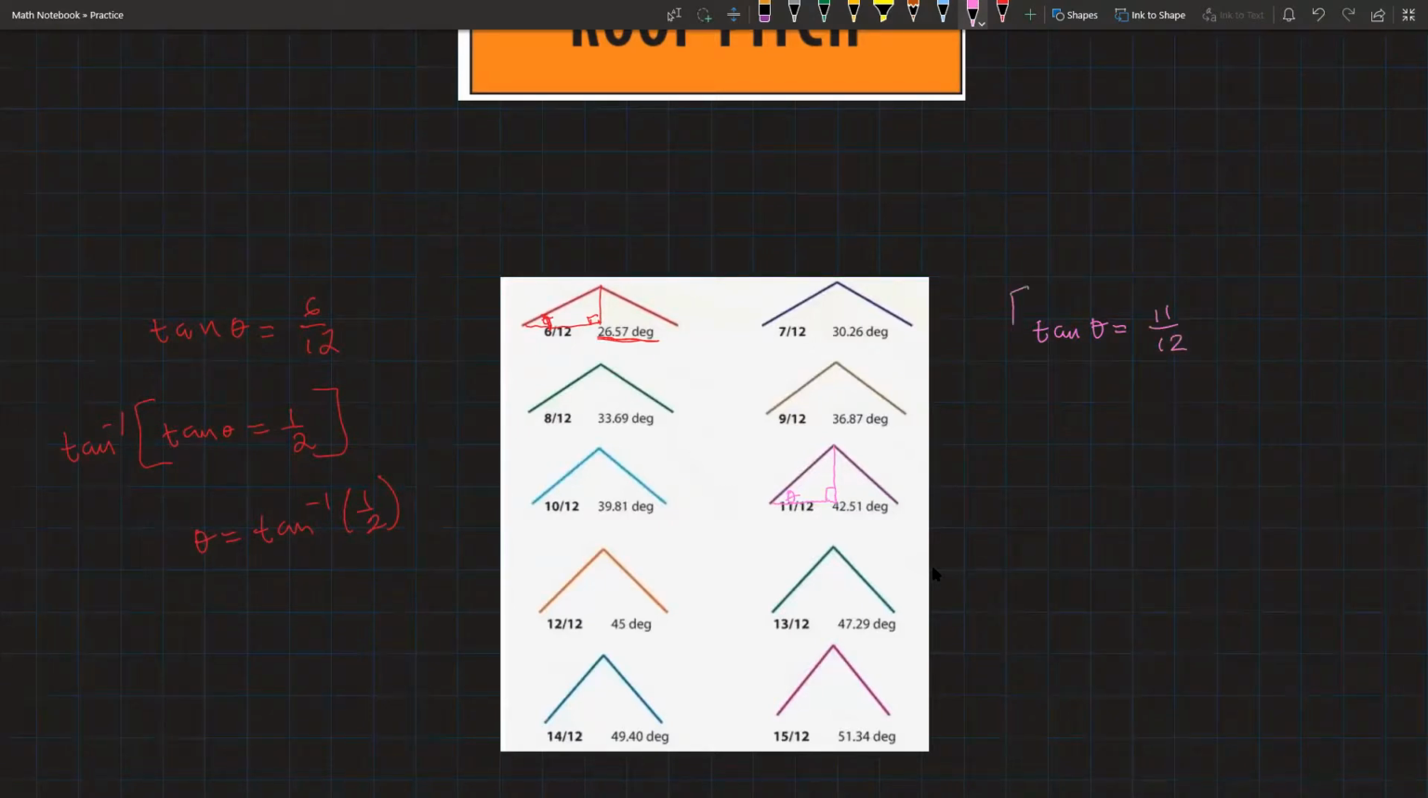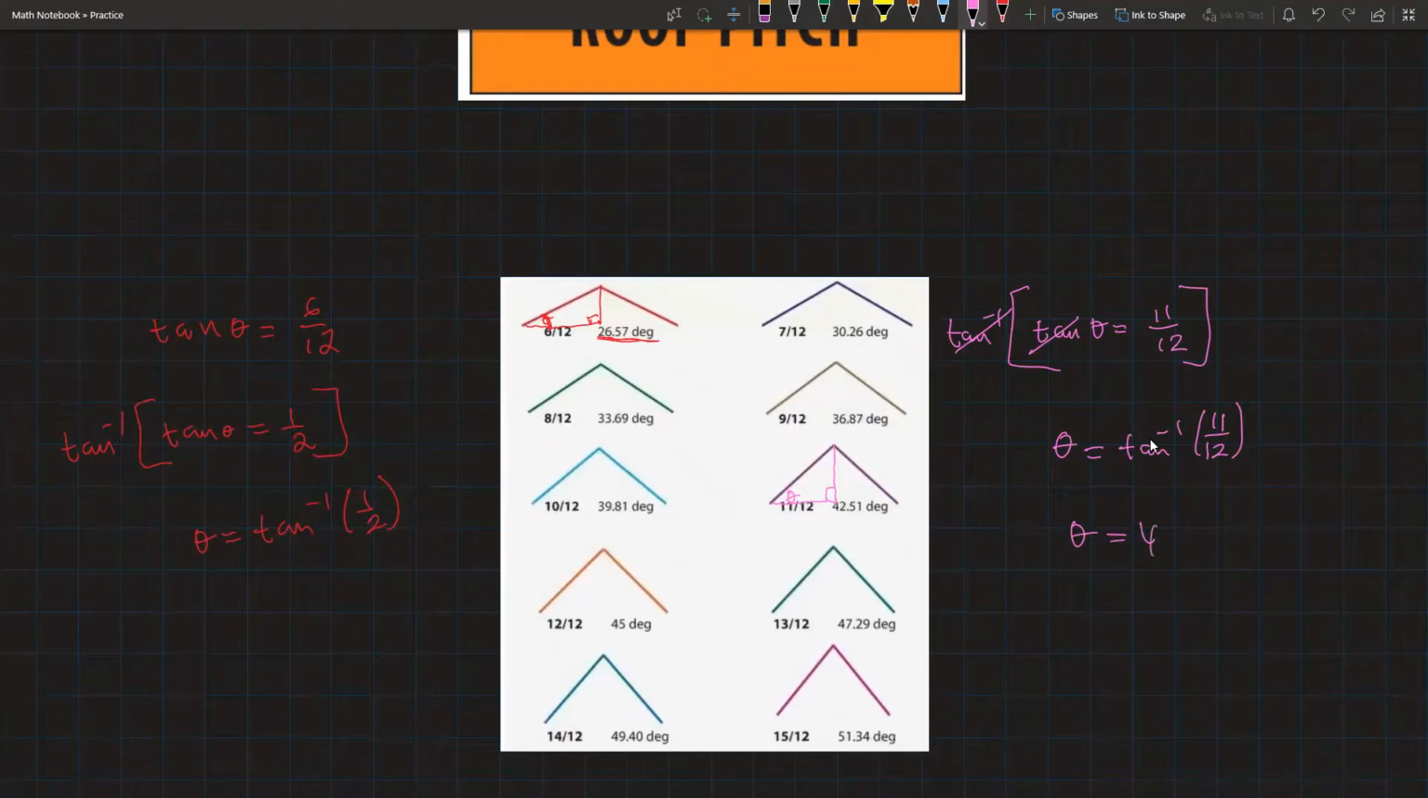And how do we undo the tangent? We're going to take the tangent inverse. So on the left side, we're left with just theta. Some people, I don't like to do this, but if you're having trouble, just think of it like this: they undo each other, so we're just left with theta. And on the right side, it is tangent inverse of 11 over 12, I'm sorry. Type that into your calculator, and what do you think we're going to get?